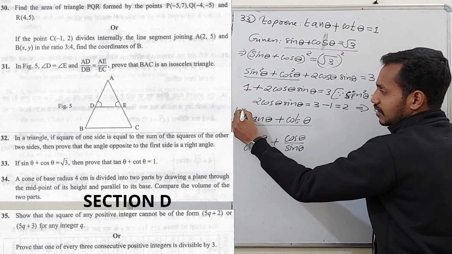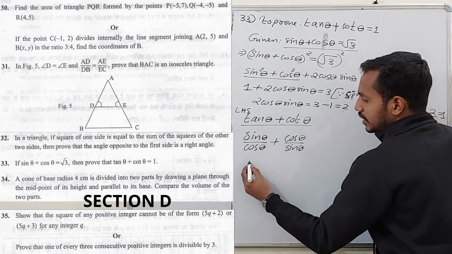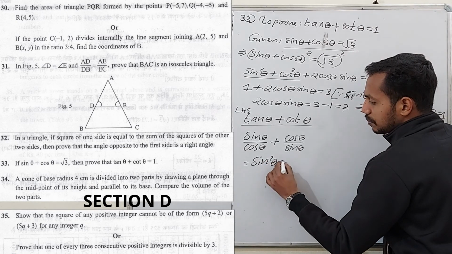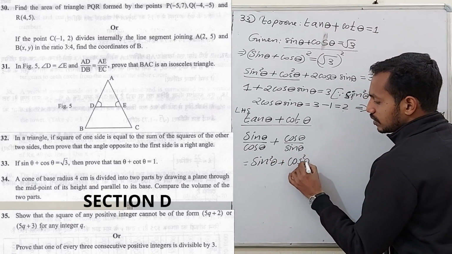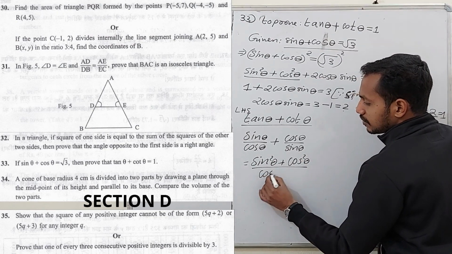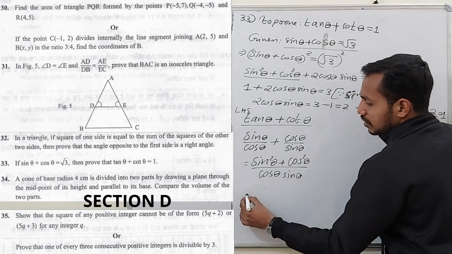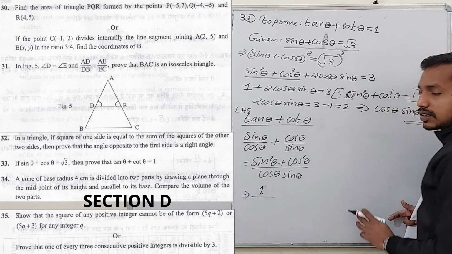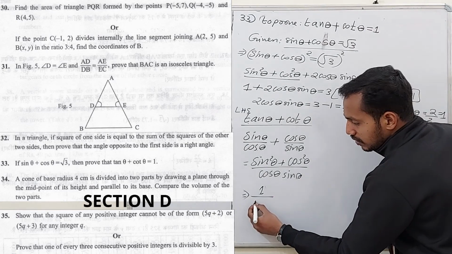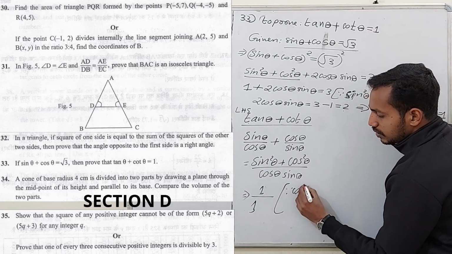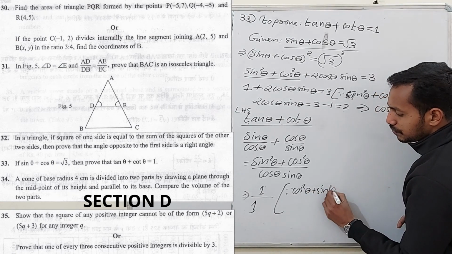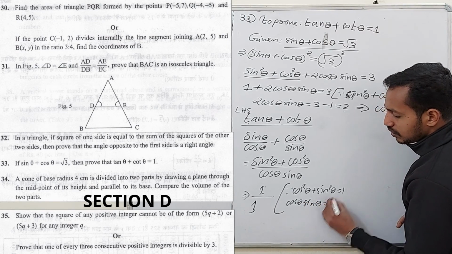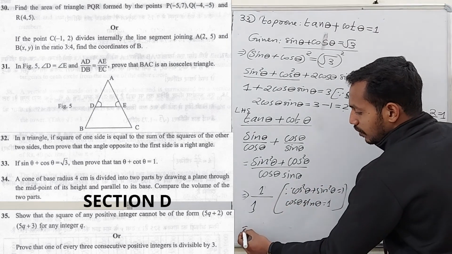Then taking the LCM: sin theta into sin theta is sin square theta plus cos theta into cos theta is cos square theta, divided by cos theta sin theta. That implies, what is sin square theta plus cos square theta? That is 1, divided by cos theta sin theta, which we already proved is 1. Since cos square theta plus sin square theta is equal to 1 and cos theta sin theta is equal to 1, which is already proved here, then 1 by 1 is equal to 1.